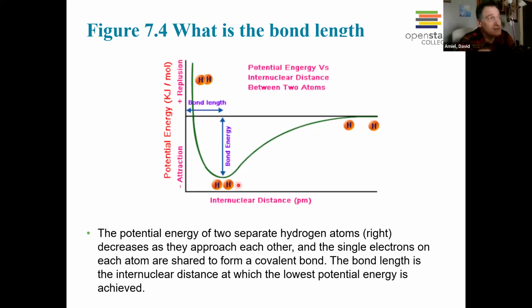The point about this is that this potential energy minimum is the bond length. Again, the potential energy minimum is the bond length. The bond length is therefore the internuclear distance with the lowest potential energy. Just another view about how atoms combine to make bonds and an understanding of what the bond length is.